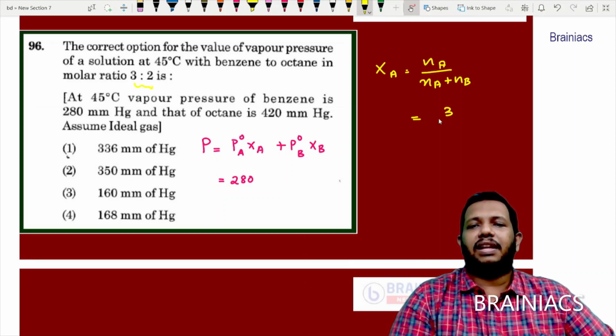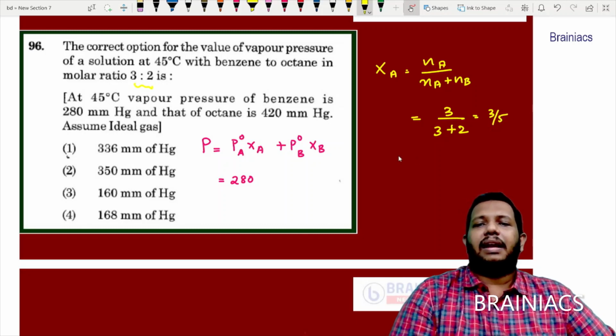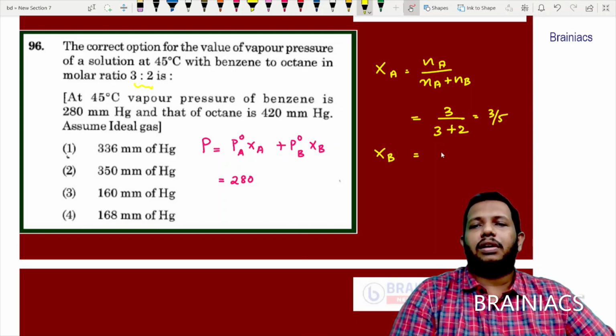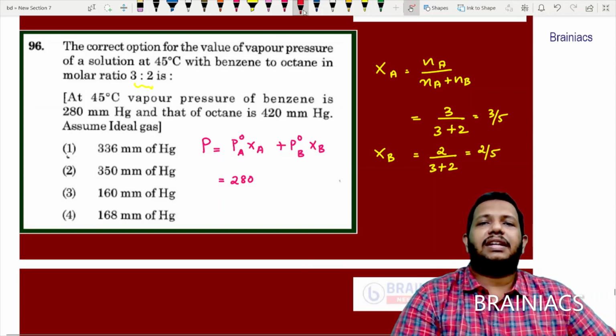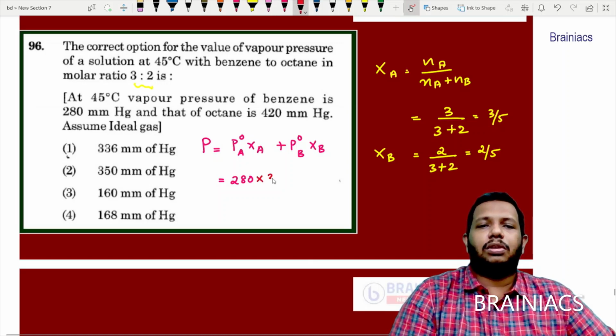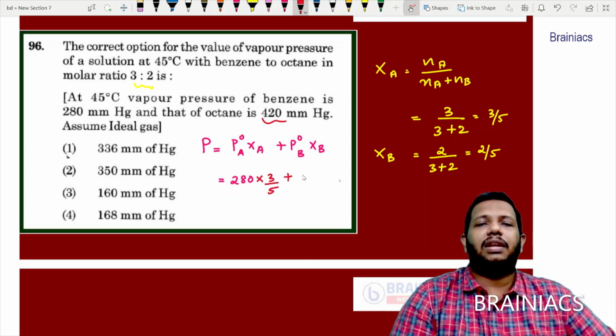So this will be 3 divided by 3 plus 2, and you will get 3 by 5. And similarly XB will be equal to what? I can say 2 divided by 3 plus 2, and that will be 2 by 5. So I can substitute that here: 280 into 3 by 5 plus P0B, they have given it as 420, so 420 into 2 by 5.